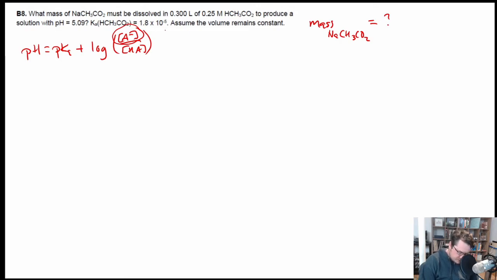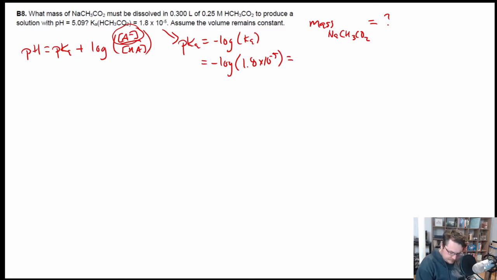So the first thing to do is going to be to calculate the pKa. So the pKa is equal to the negative log of the Ka. So plugging in our values, we have the negative log of 1.8 times 10 to the negative fifth. So what we get is 4.74. That's what the pKa is.